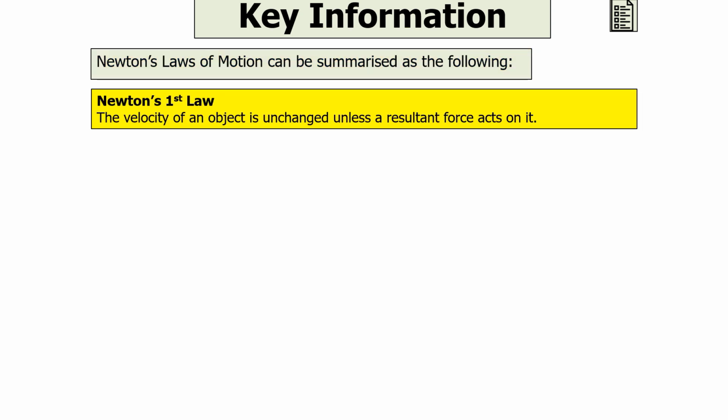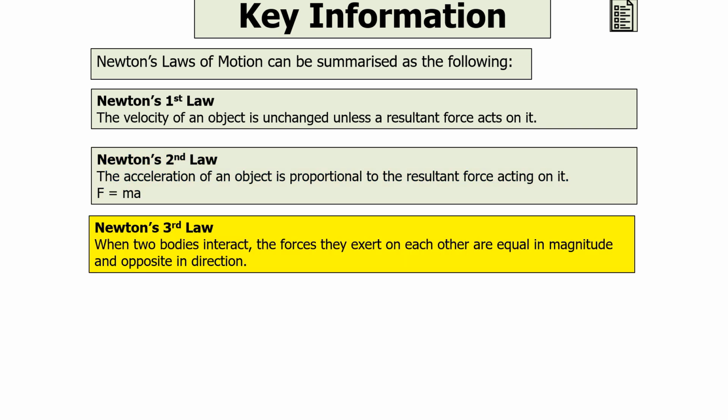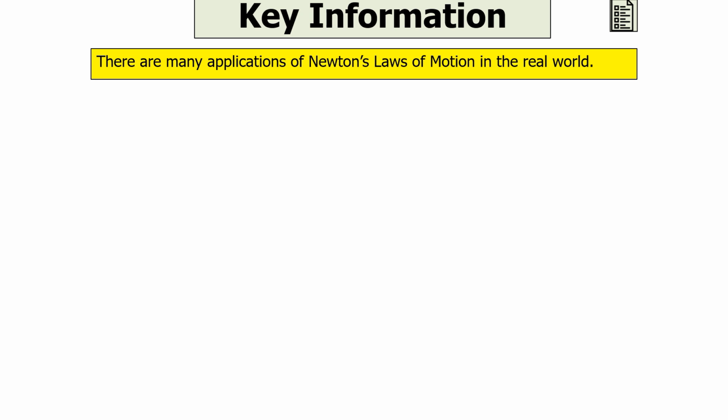Newton's laws of motion can be summarized as the following. Newton's first law: the velocity of an object is unchanged unless a resultant force acts on it. Newton's second law: the acceleration of an object is proportional to the resultant force acting upon it, F equals ma. And Newton's third law: when two bodies interact, the forces they exert on each other are equal in magnitude and opposite in direction. Now there are many applications of Newton's laws of motion in the real world.